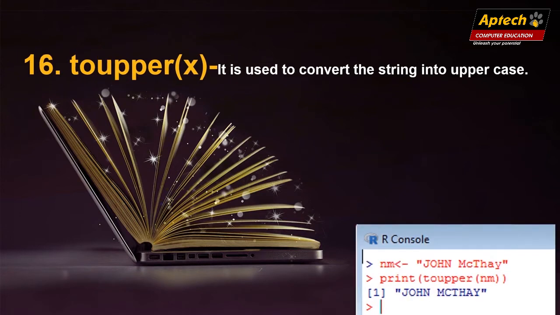The next function is toupper. Again, it is also a string function and just the reverse of tolower. It will convert all string characters to upper case. I passed John Makate into the NM vector, which has John in capital letters and the rest in a combination of upper and lower, and I am printing it to see that all characters are in uppercase.